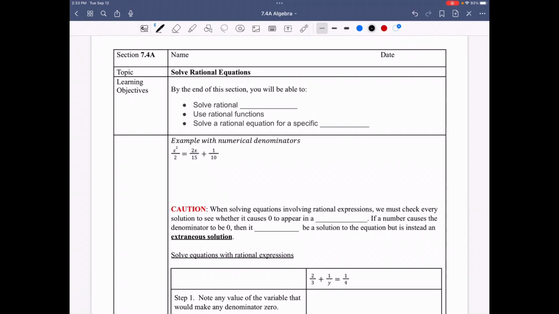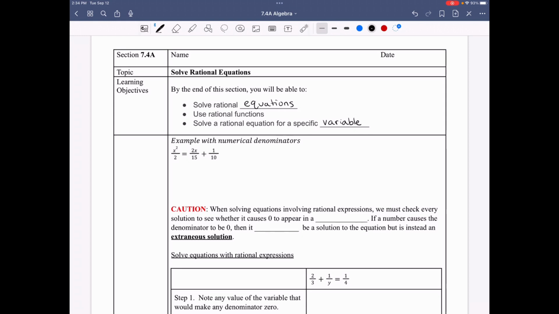Hello, algebra students. Today we're covering section 7.4, solving rational equations. Put your name and your date on your paper. By the end of the section, you will be able to solve rational equations. You'll be able to use rational functions, and you'll be able to solve a rational equation for a specific variable.